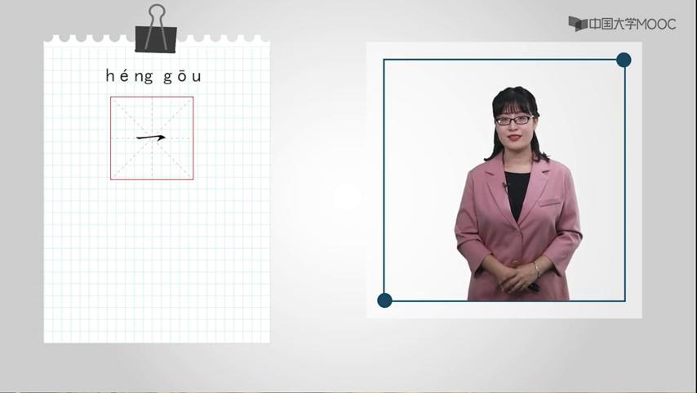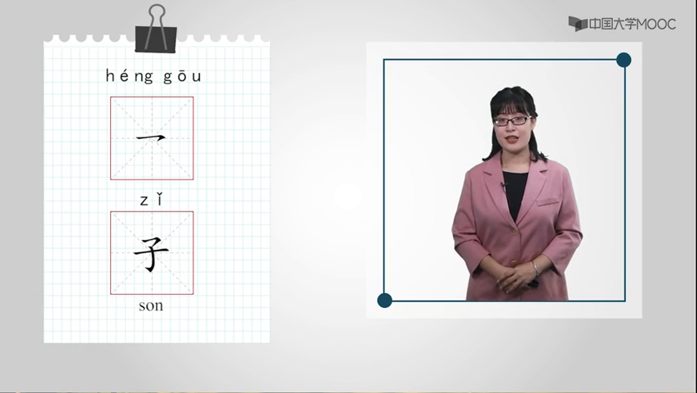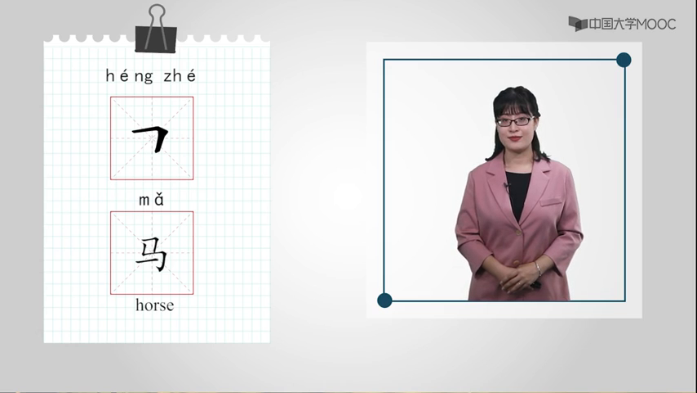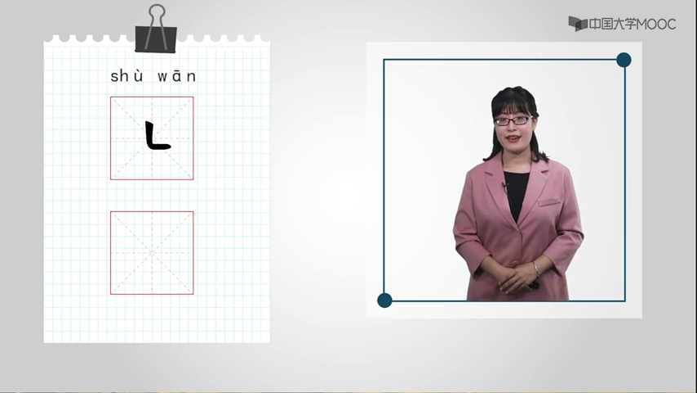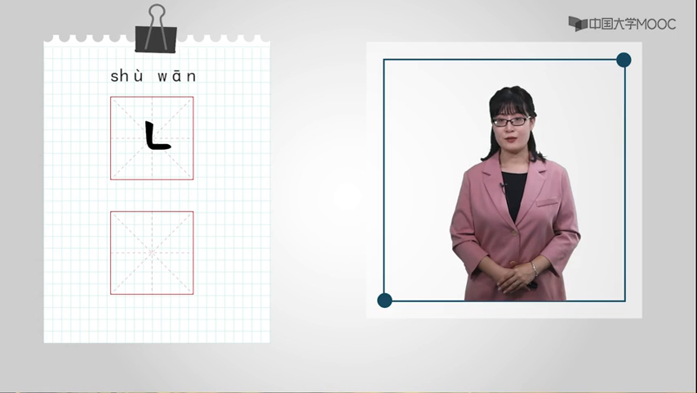横钩. This is 横钩. It writes like the first stroke of 子, sun. 横折. This is 横折. It writes like the first stroke of 马, horse. 竖弯. This is 竖弯. It writes like the fourth stroke of 四, 4.